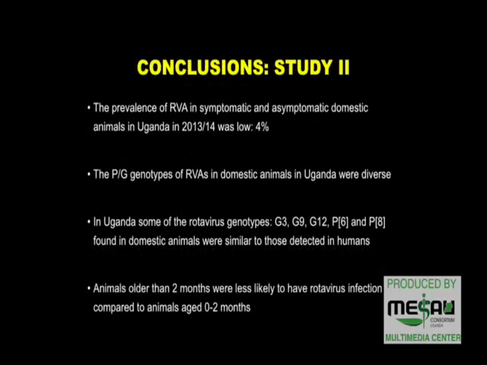So in conclusion, the prevalence of rotavirus in symptomatic and asymptomatic domestic animals was low. The P and G genotypes in our animals were diverse. In Uganda, some of the rotavirus genotypes are similar to what has been detected in humans, and animals older than 2 months were less likely to have rotavirus infection compared to those aged 0 to 2 months. So, study 3.